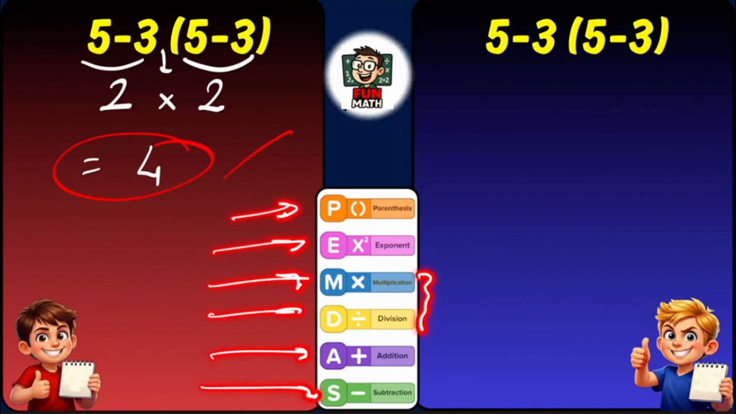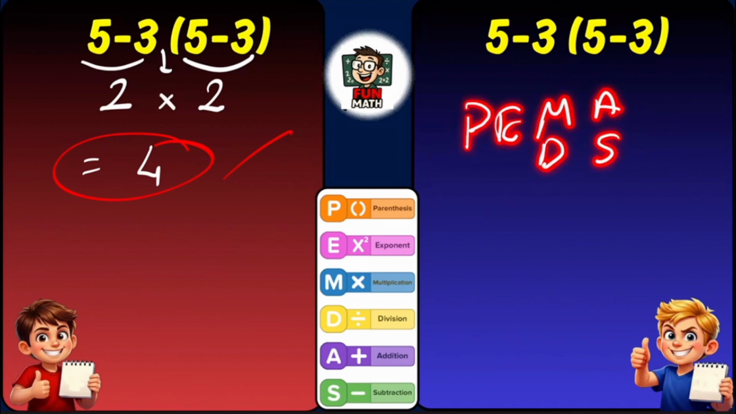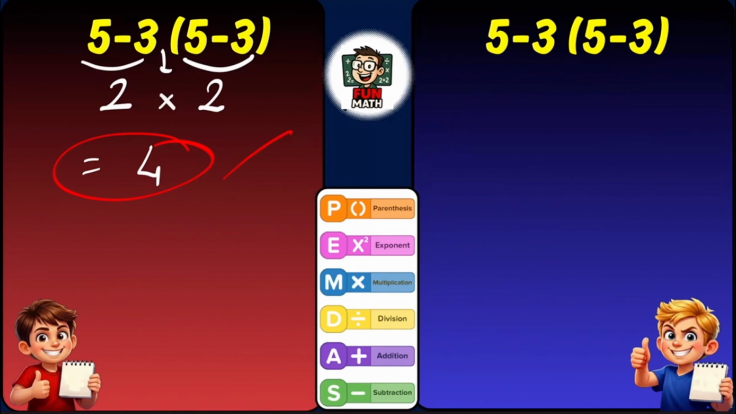There is no order between multiplication and division. Operations are done from left to right. Similarly, there is no order between addition and subtraction. Operations are done from left to right. Okay, repeat. Parenthesis, exponent, multiplication and division, addition and subtraction. Left to right. Okay.